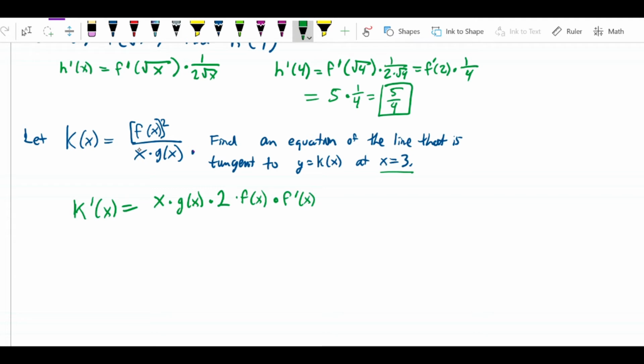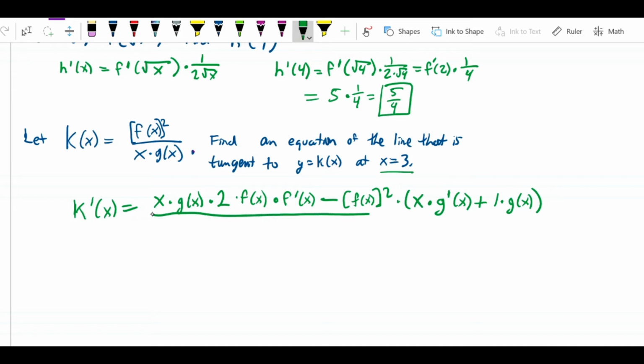So okay, that's bottom times the derivative of the top. Now I need to subtract the top times the derivative of the bottom. So that's going to be f of x squared times the derivative of the bottom. I need the product rule for the bottom function. So x times g prime of x plus the derivative of x, which is just 1, times g of x. And then we write a very long division sign. And now we need to square the bottom, and that's going to give us x squared times g of x squared.